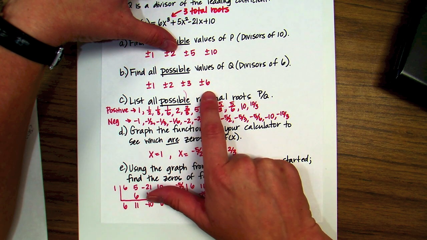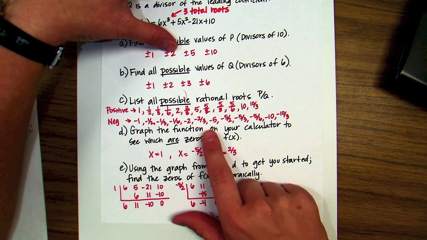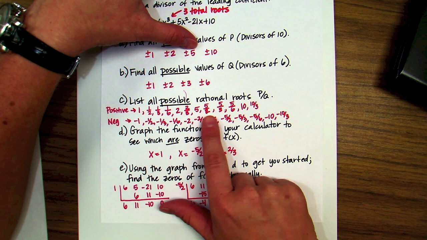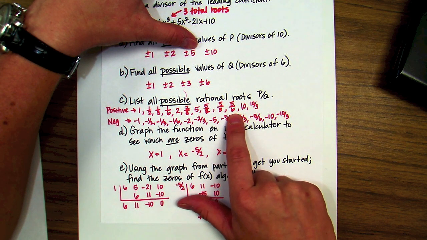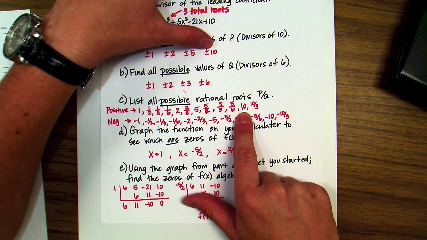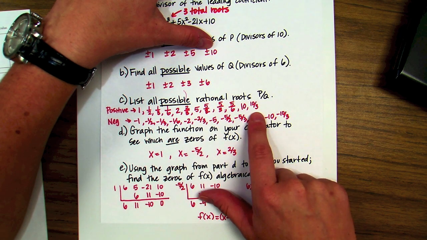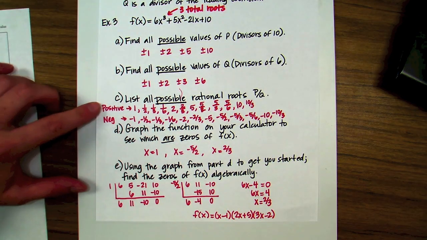Now here's the fun part. We've got to pair up each of those p's with each of those q's. So under C, we've got them organized positive and negative, because we're going to have a positive and a negative of each value. So one method is to start with your first p, so positive 1, and then use each of your q's as the denominator. So we get 1, 1/2, 1/3, 1/6.